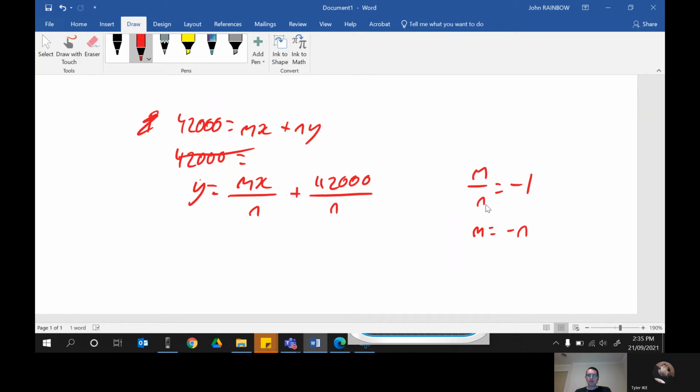And why does M equal negative N? It must just equal what it is. Okay.